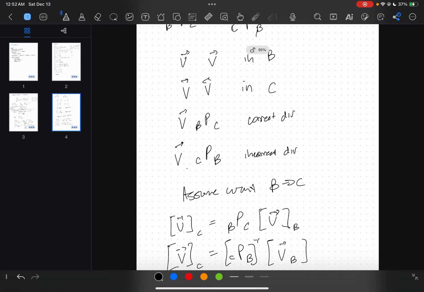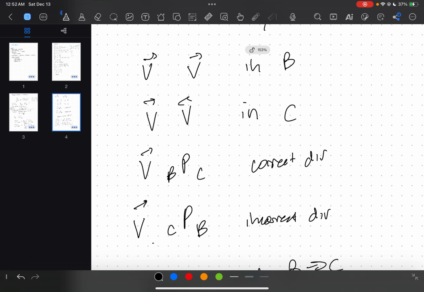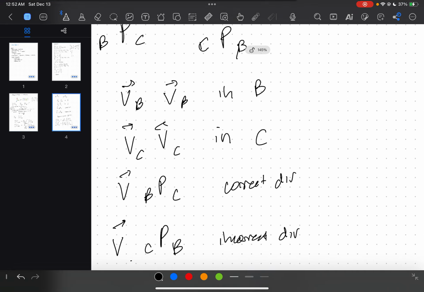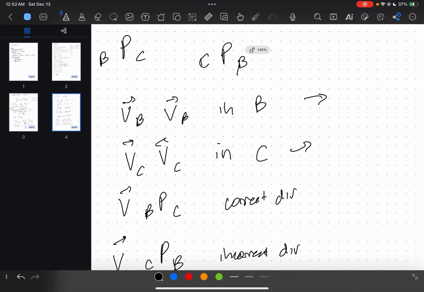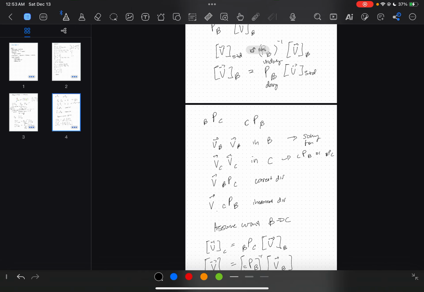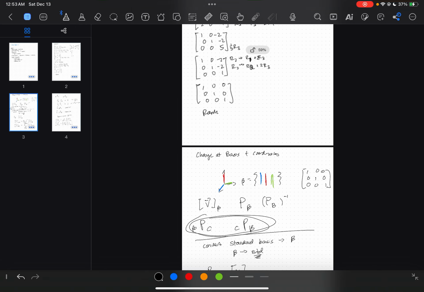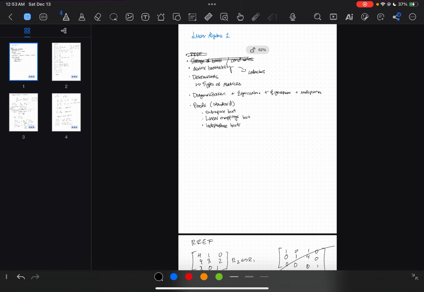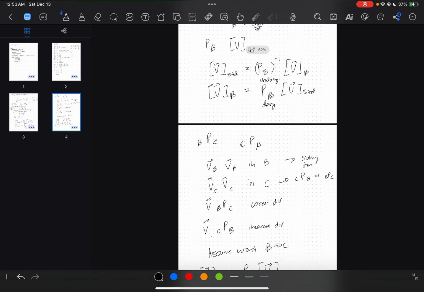If you're given two vectors, so these are BC, B, you're solving, in these cases, solving for P. So in those cases, I forget how to do that. Low key, I don't want to mislead you. Change the basis, coordinates. Oh yeah, and I think that's all I wanted to say.